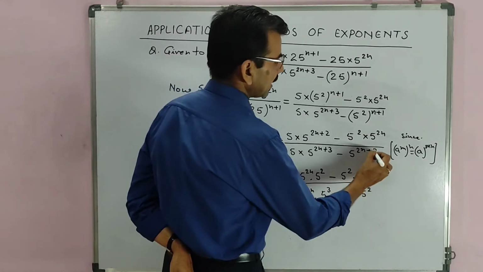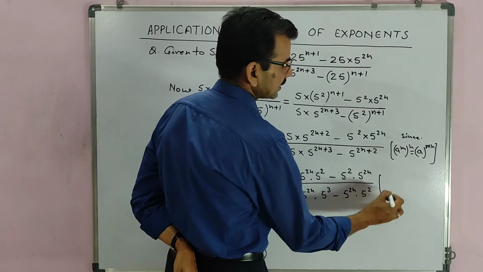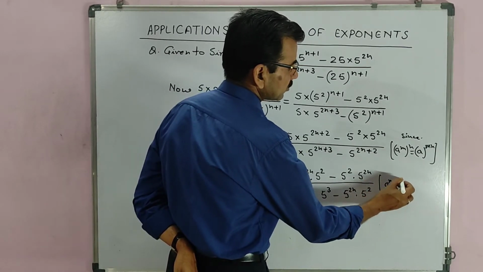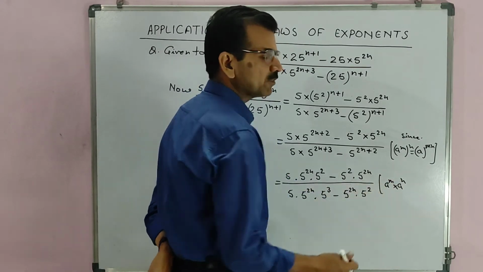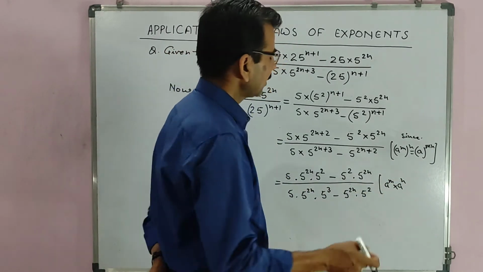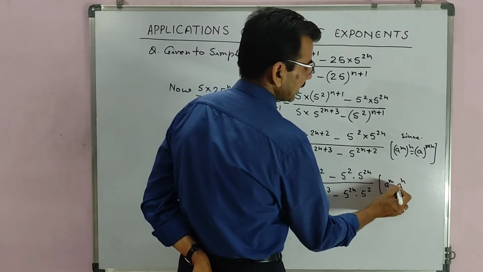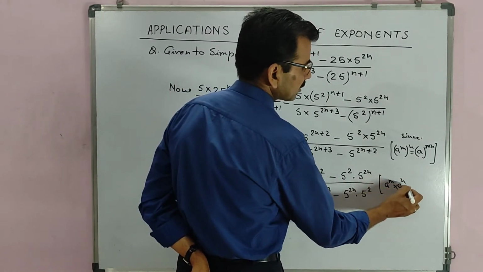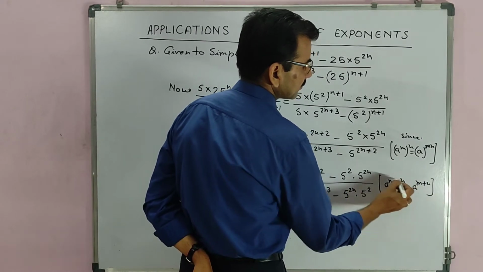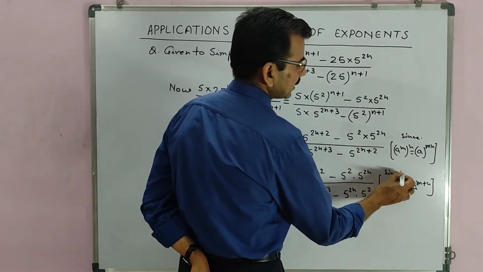And which law is applied here? Yes, correct. A raised to power m into a raised to power n. This base we can write with a or x, depends on that what variable we are choosing. Okay, so this we can write here, a raised to power m into a raised to power n is equal to a raised to power m plus n. Okay, clear to you?